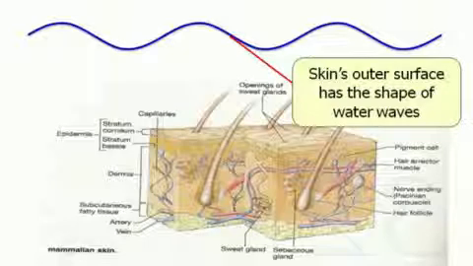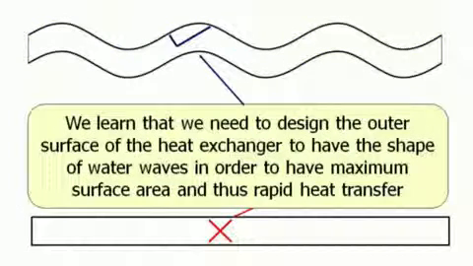So here I just summarized what I said, that we learned that we need to design the outer surface of the heat exchanger to have the shape of water waves in order to have maximum surface area and thus rapid heat transfer. So I would like now to give a computer simulation to demonstrate this point. In the computer, using finite element analysis, I compare between two surfaces involved in thermal energy exchange.